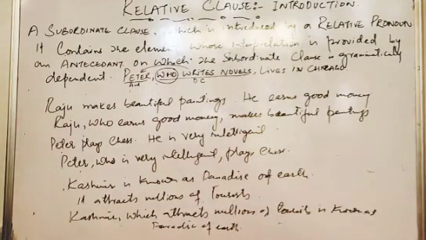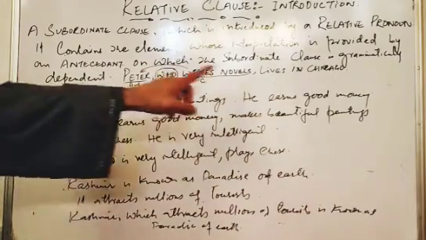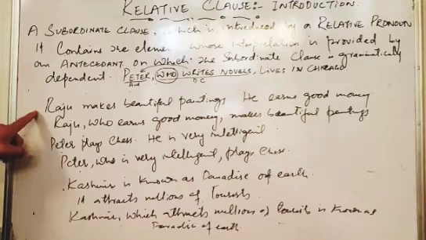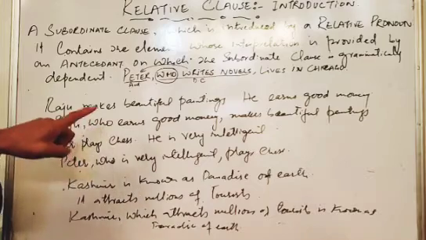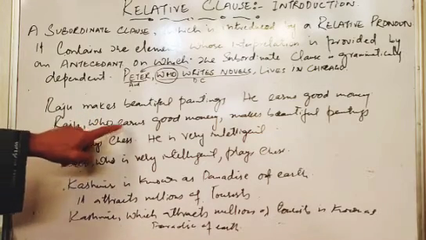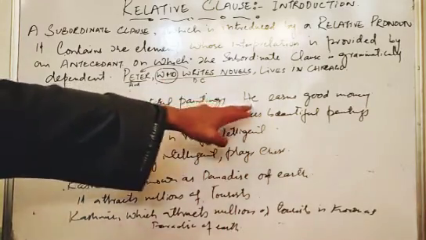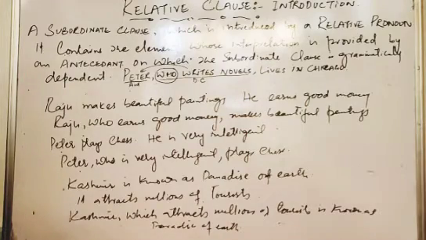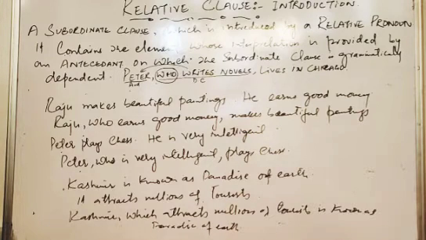Here are a few more examples. Raju makes beautiful paintings. He earns good money. Raju and he. Raju will become an antecedent here. Raju, then comma, who, the relative pronoun, earns good money. Since we used Raju, this he will be omitted automatically. Raju, who earns good money, makes beautiful paintings. Peter plays chess. He is very intelligent. Peter, who is very intelligent, plays chess.